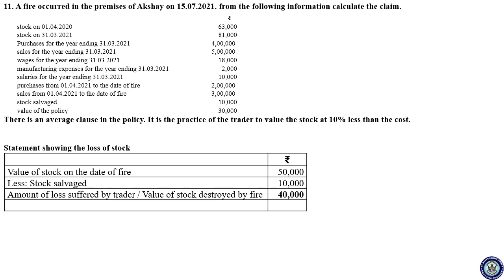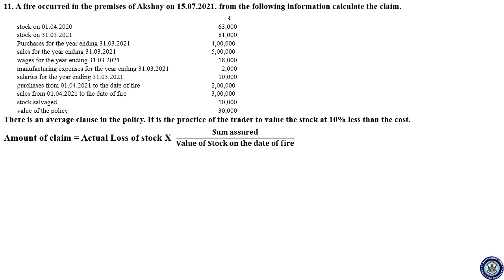So next you have to calculate the amount of claim. The formula is actual loss of stock into sum assured divided by value of stock on the date of fire. Again, you can do the cross multiplication. What is the value of stock on the date of fire? That you have to see there. Then you have to take the policy figure, that is 30,000.